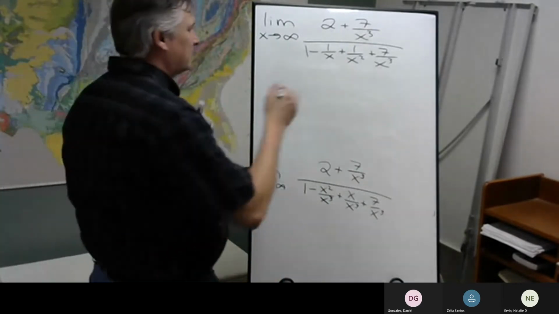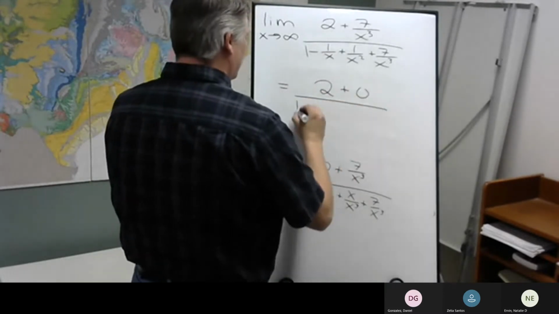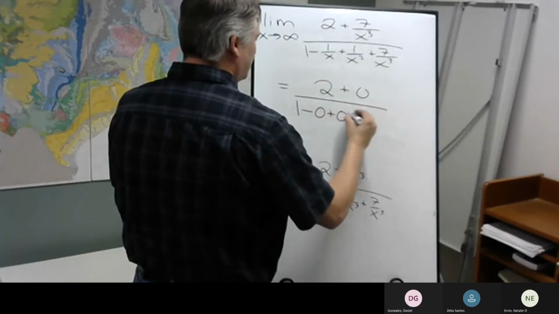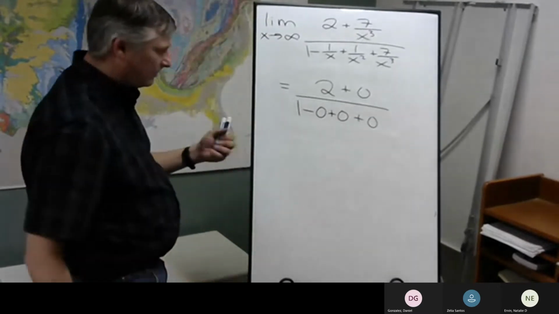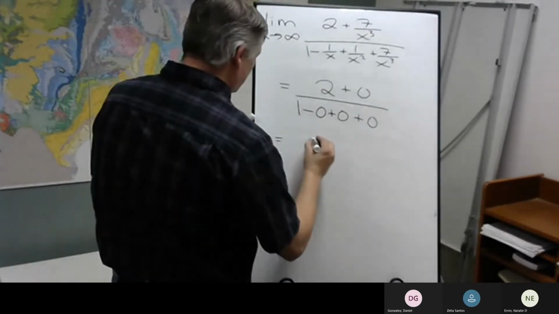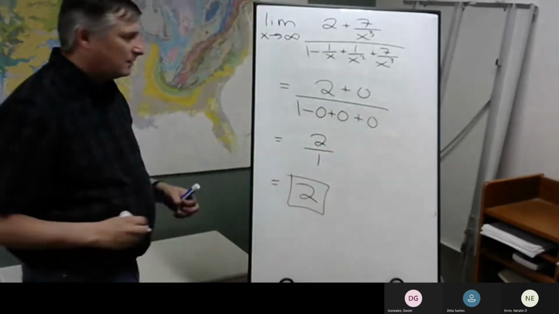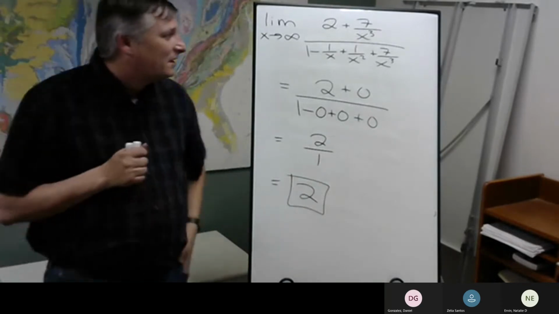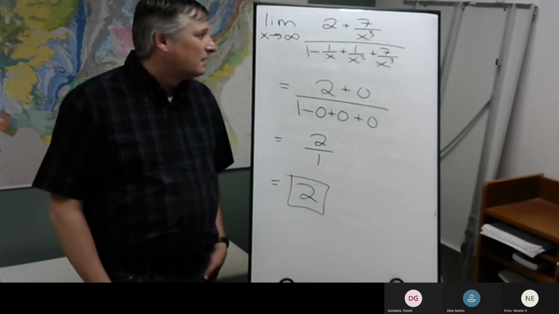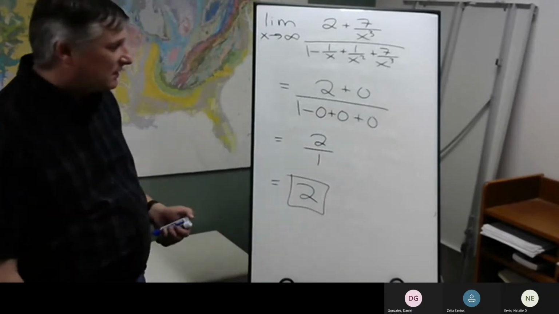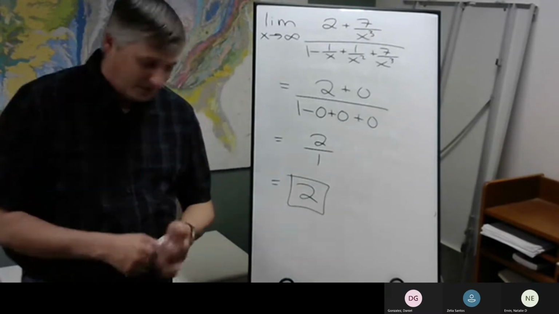So what's going to happen? We'll get 2 plus 0 over 1 minus 0 plus 0 plus 0. So we get 2 over 1, for just 2. So the trick here is divide by the highest power of x, and that's going to see you through. Questions about that? All right.